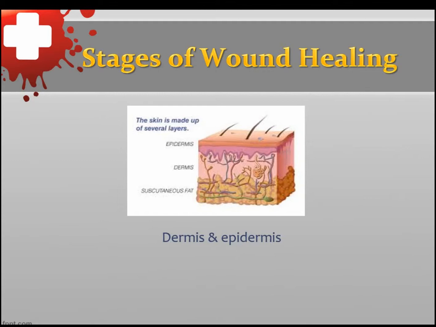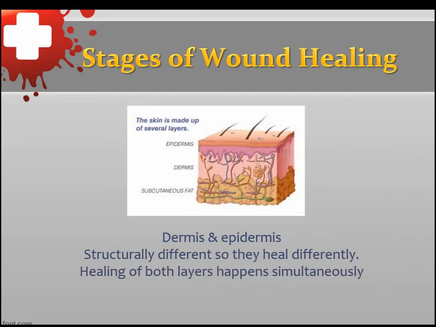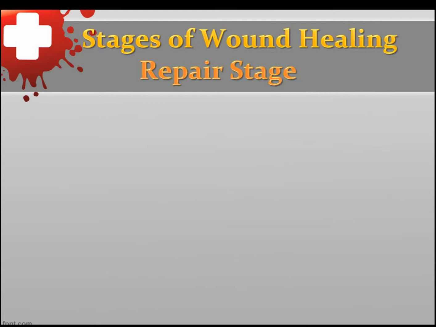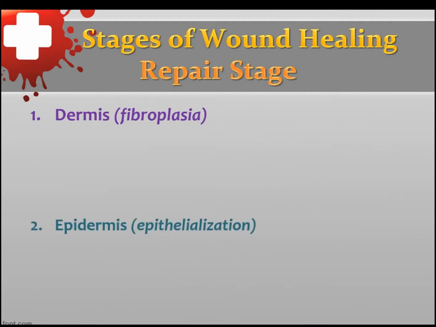Now, when we're thinking about wound repair, remember that there are different layers to the skin. The deeper layer, the dermis, and the superficial layer, the epidermis. These two layers heal simultaneously, but use different mechanisms to do so. During the repairing stage, healing of the dermis and epidermis will be happening pretty much simultaneously.